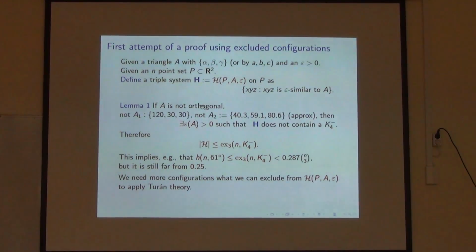So we can make a little lemma, little geometry statements like this one here. If the triangle is not orthogonal, not the triangle from the regular triangle, well, there's one more case.